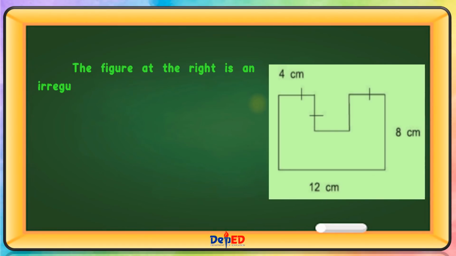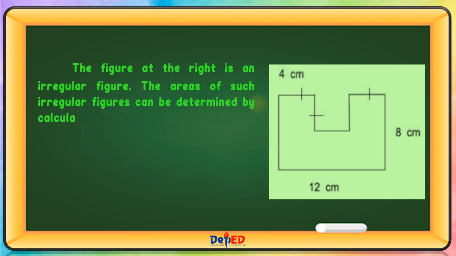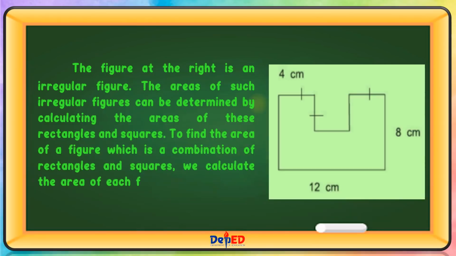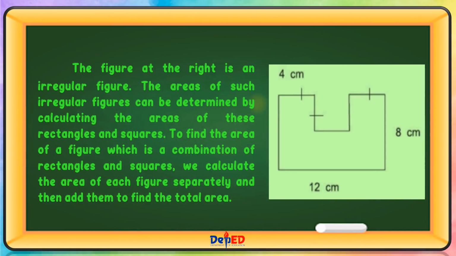The figure at the right is an irregular figure. The areas of such irregular figures can be determined by calculating the areas of these rectangles and squares. To find the area of a figure which is a combination of rectangles and squares, we calculate the area of each figure separately and then add them to find the total area.